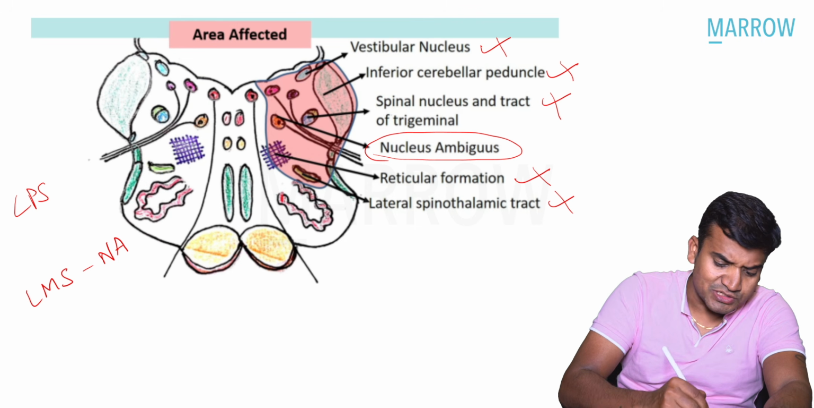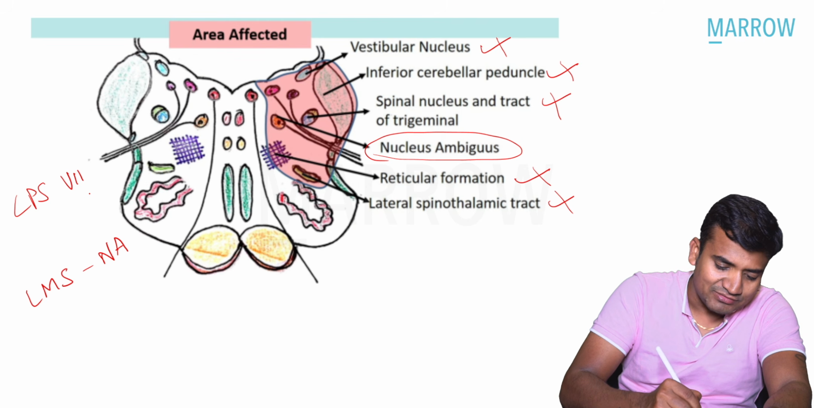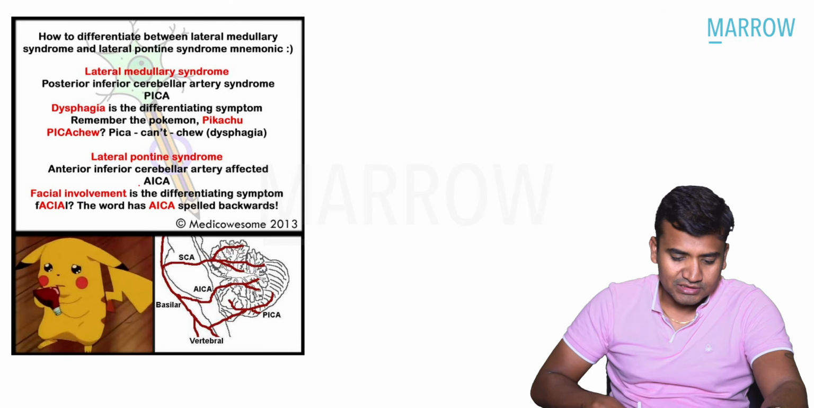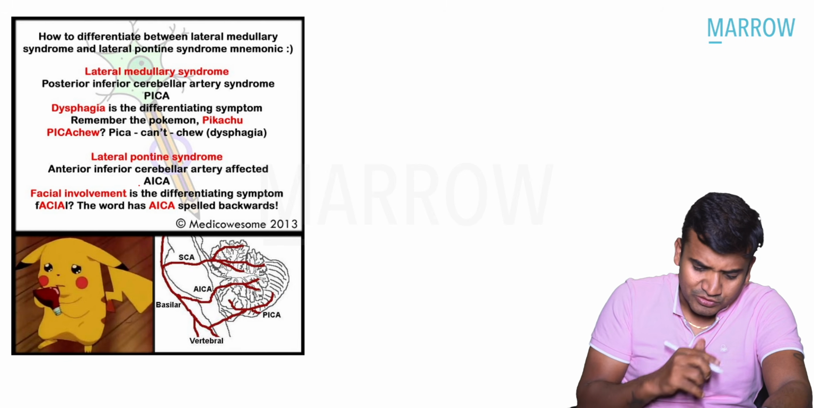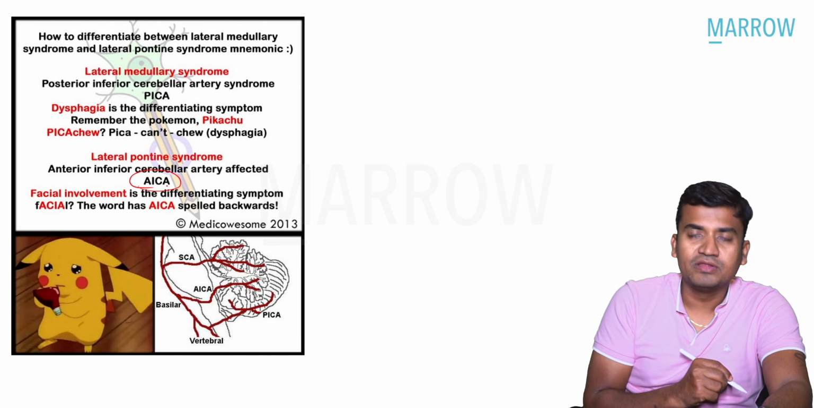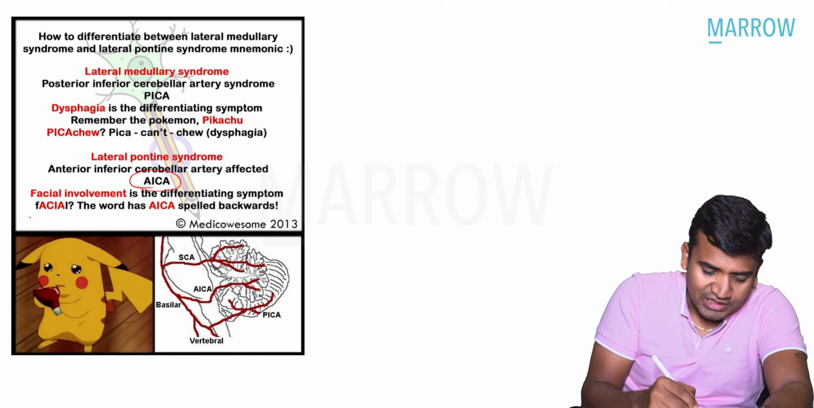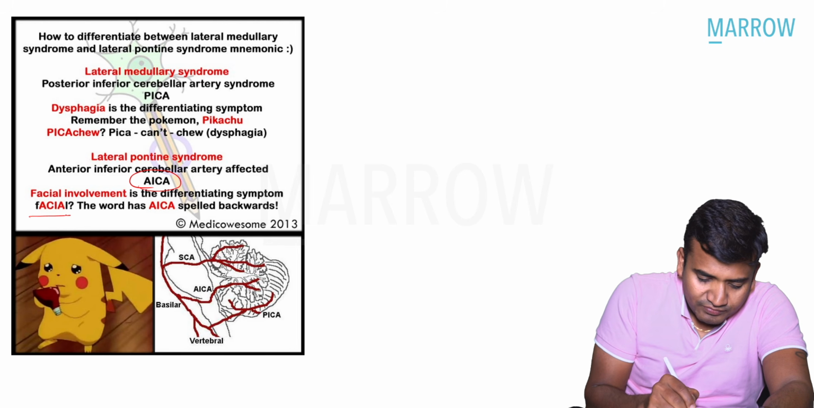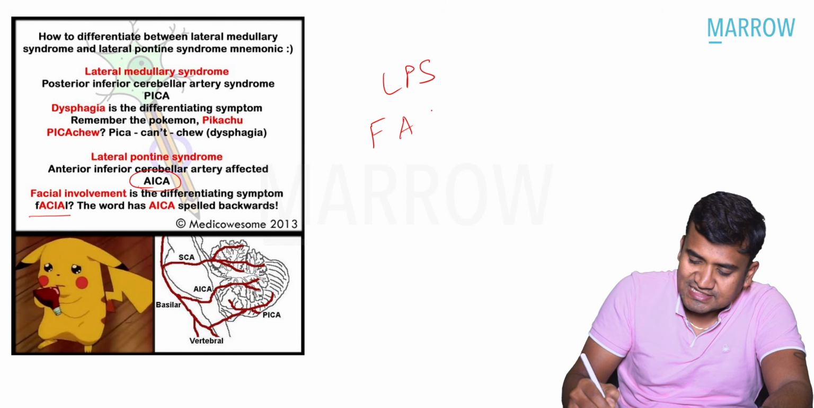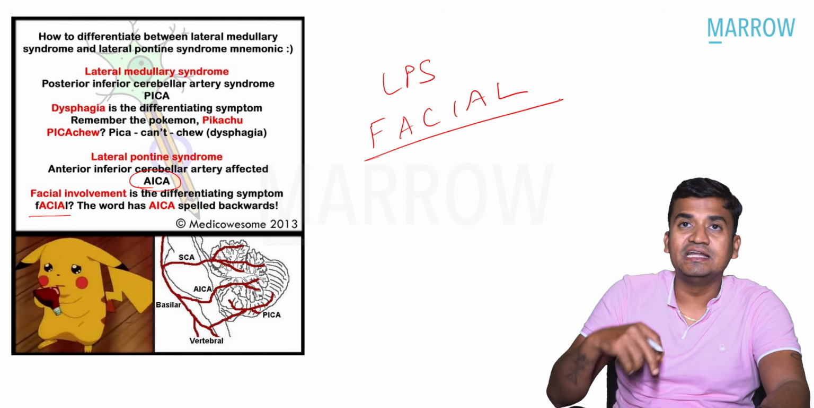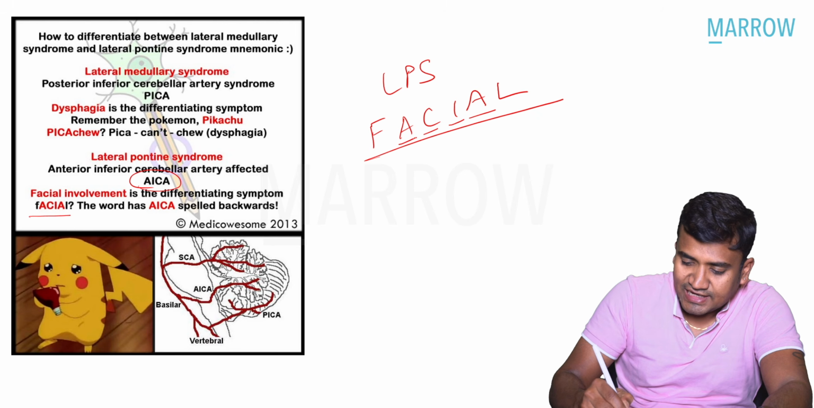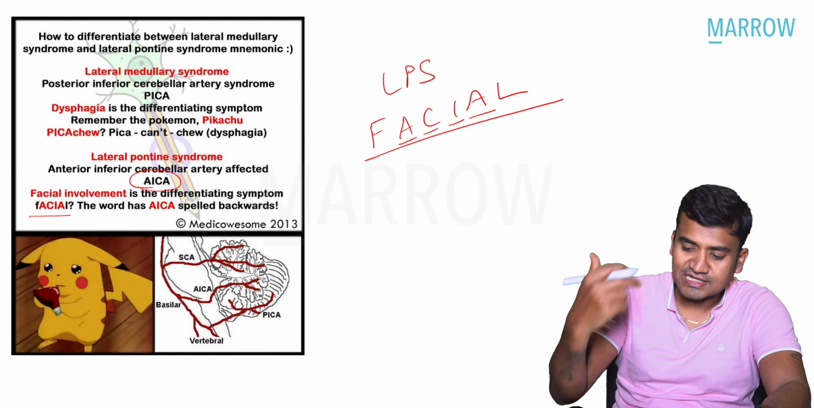Whereas lateral pontine syndrome, involvement of 7th nerve and the 8th nerve. That is what we are seeing here. See here, in the lateral pontine syndrome, the artery is AICA, anterior inferior cerebellar artery. The main nerve affected is facial nerve. Okay. So mnemonic for the lateral pontine syndrome is facial, facial. Facial nerve involvement will be there. And the artery is AICA, anterior inferior cerebellar artery.